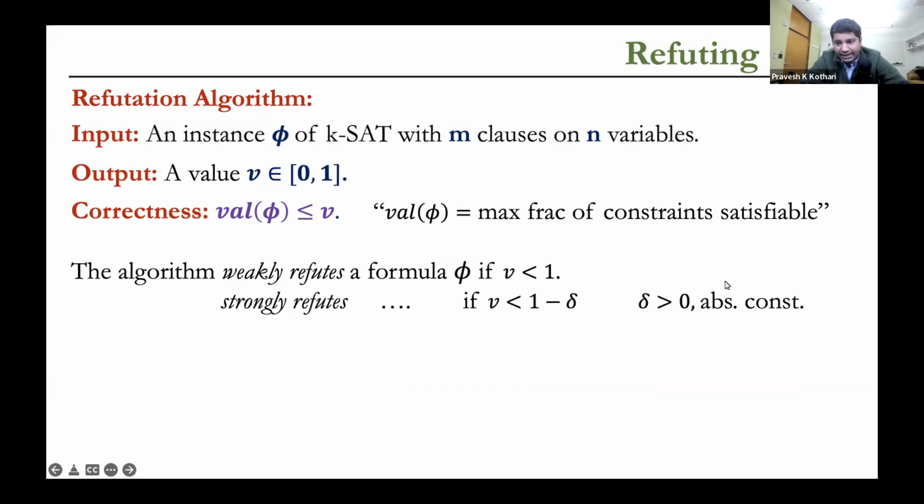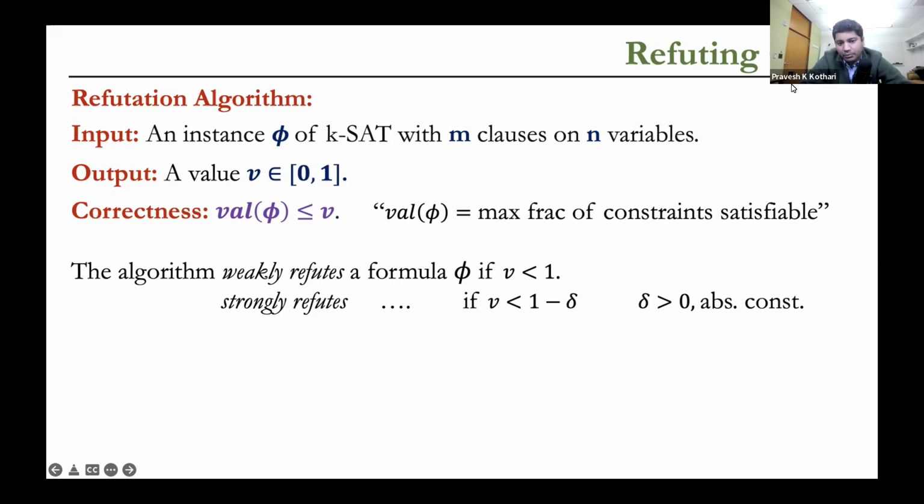The goal of the algorithm is to compute some number v between 0 and 1 with the property that v is an upper bound on the value of the formula. By value, I simply mean the maximum possible fraction of constraints that can be satisfied by any assignment. Now, if the algorithm computes a value v for a certain formula which happens to be strictly less than 1, then it weakly refutes the formula, in the sense that it gives a proof that the formula is unsatisfiable.